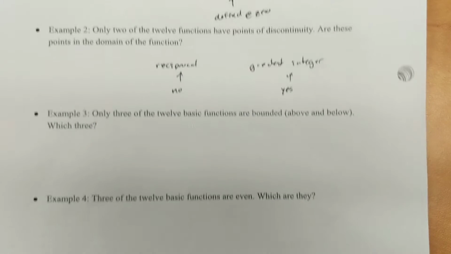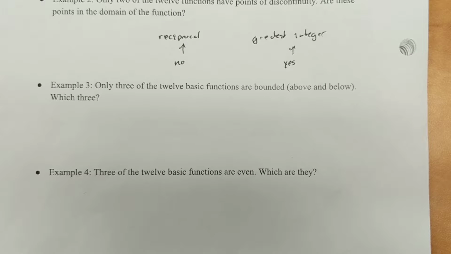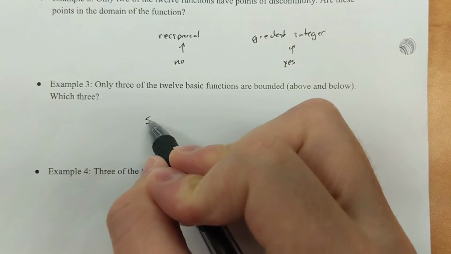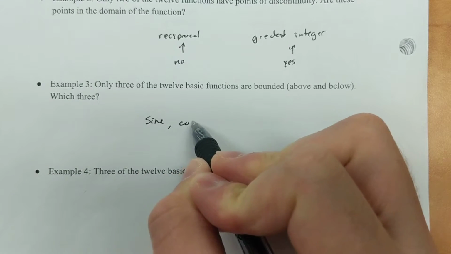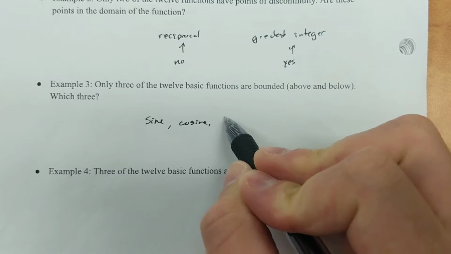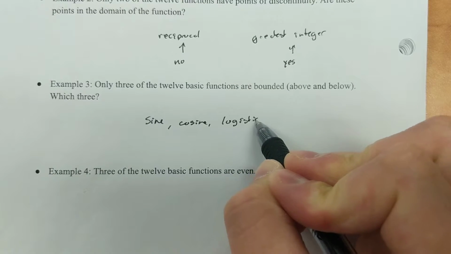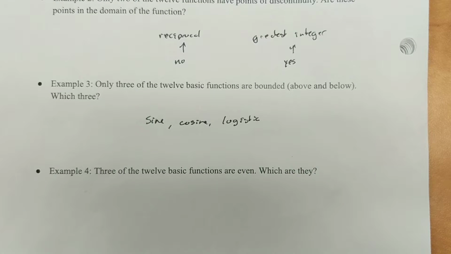If you look at the picture, you have closed dots, which means the value is there, and open dots where the value is not. So there's always a closed dot over an open dot, which means all x values are covered. Example 3, only 3 of the 12 basic functions are bounded above and below. Which are they? That means they have a maximum and a minimum value. The 3 of them are the sine function, the cosine function, and the logistic. All of those graphs never go below a given value or above a given value. For sine and cosine, it's -1 and +1. For the logistic function, it never goes below 0 or above +1.